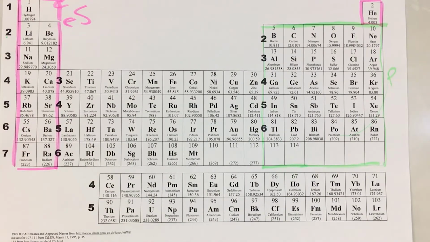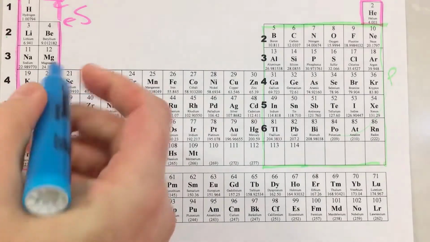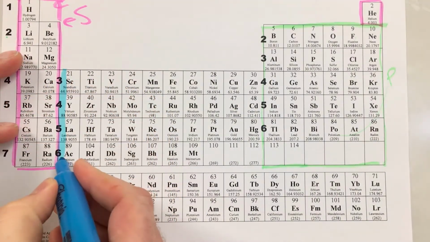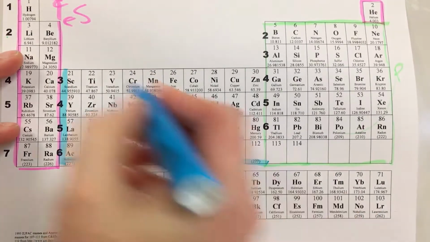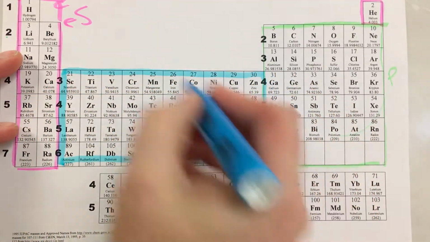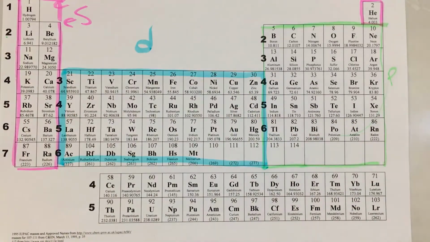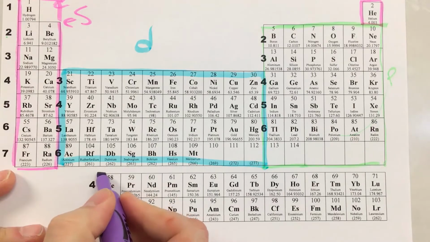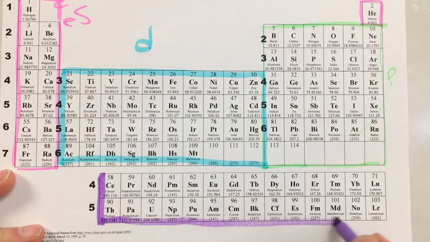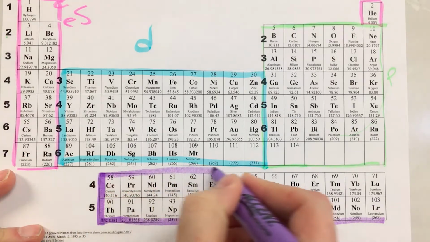If I'm dealing with a d orbital, that whole middle region right here, starting from here, all the way down, all the way over, and across, this is the d block. And then at the very bottom of the periodic table, we have the F block. Now here's where, in just a second, it becomes really, really cool.